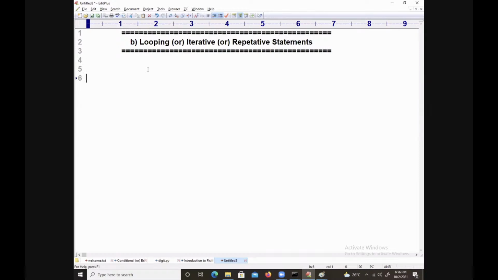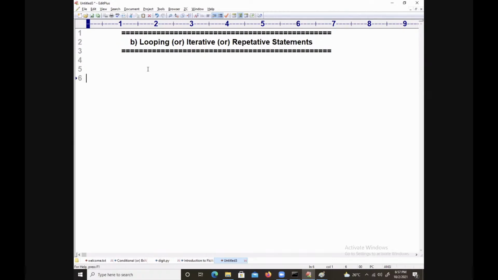So far, conditional statements are those which perform the operation only once. If it is true, do X operation. If it is false, do Y operation. How many times? Only once. Don't do the same thing again and again there. Repetition is not there. But here, repetition is there.